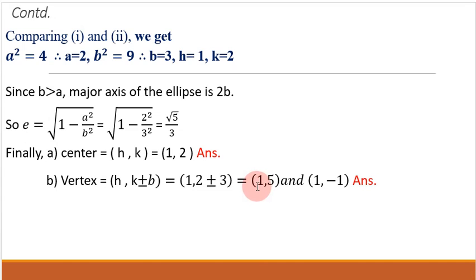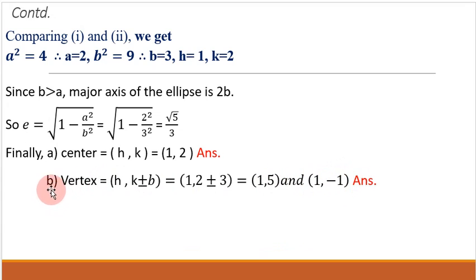so one of the vertices is 1, 5, and putting the values of h, k, b, taking the negative sign, we get 2 minus 3, that is minus 1. So I have 2 vertices.